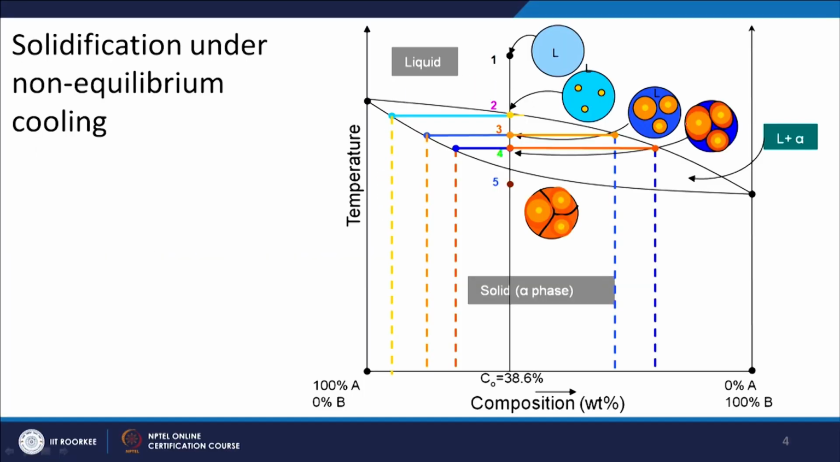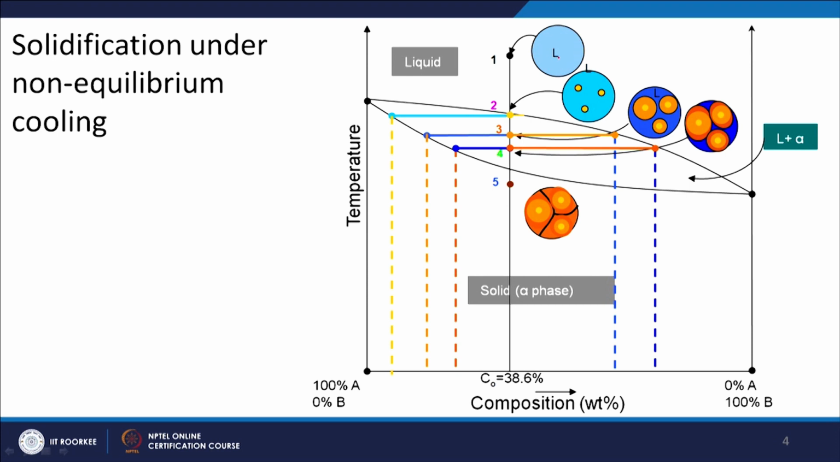Now, we will see what will happen if I am doing it under a non-equilibrium condition. Again we have taken the same isomorphous phase diagram, and again I am taking the same 38.6% composition of my alloy.